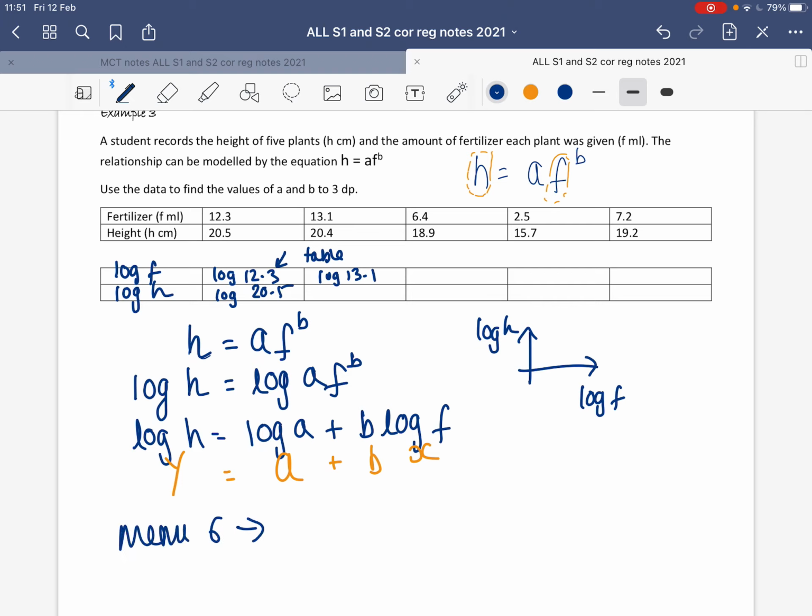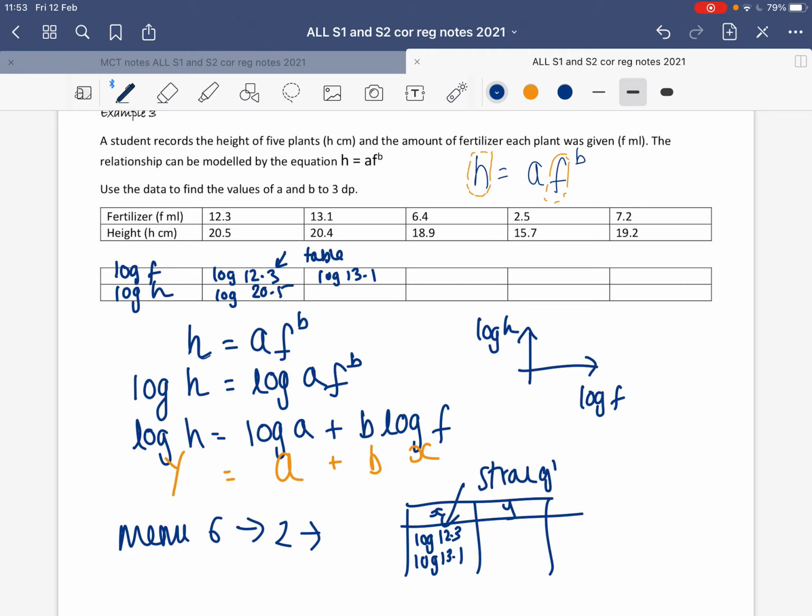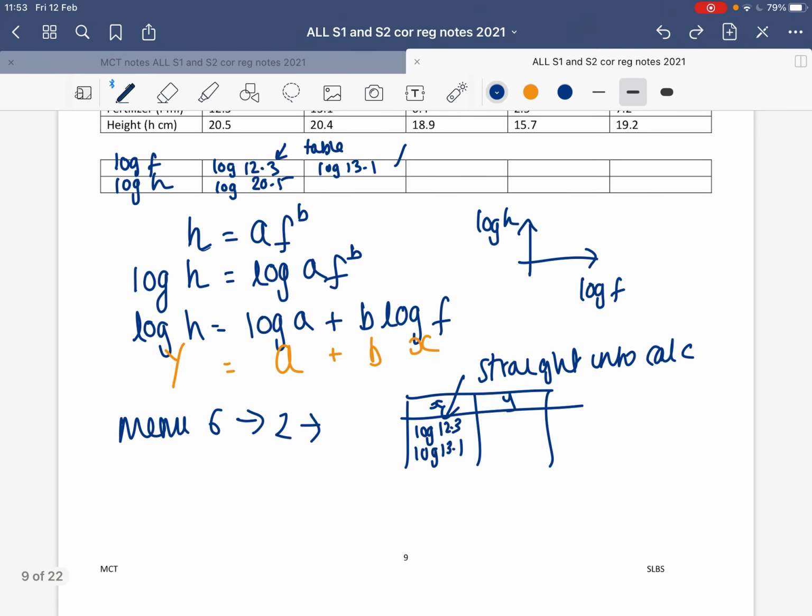So when we go to menu 6, option 2, and then we enter our data in, instead of pressing 12.3, you're going to type in log 12.3. You're going to type in log 13.1. So I just go straight in the calculator with that, because if you work out each one individually and write them into this table, you're going to get rounding errors. So shove them straight in the calculator, okay?